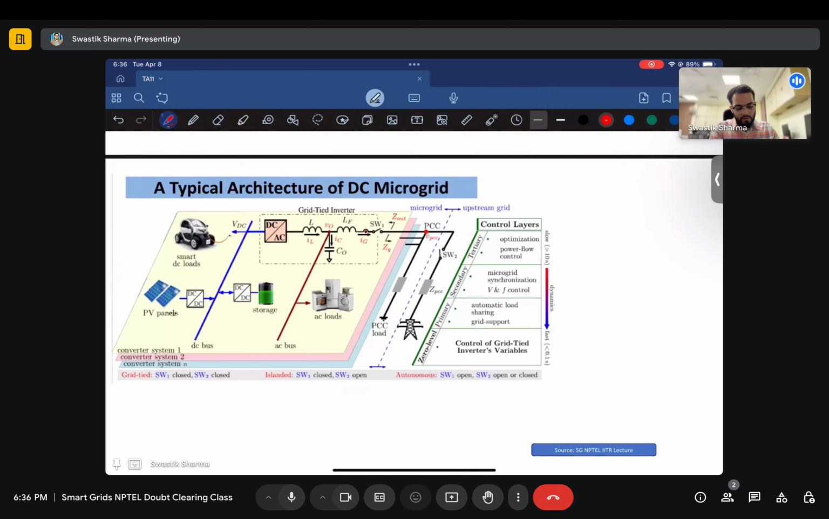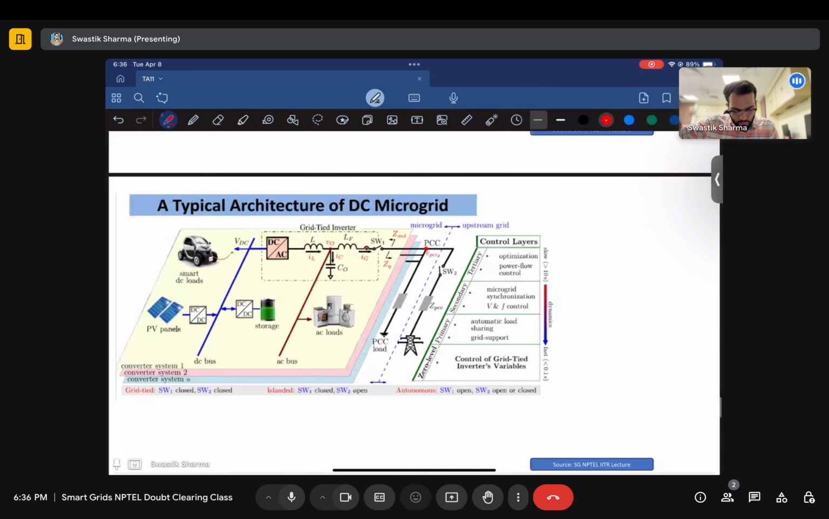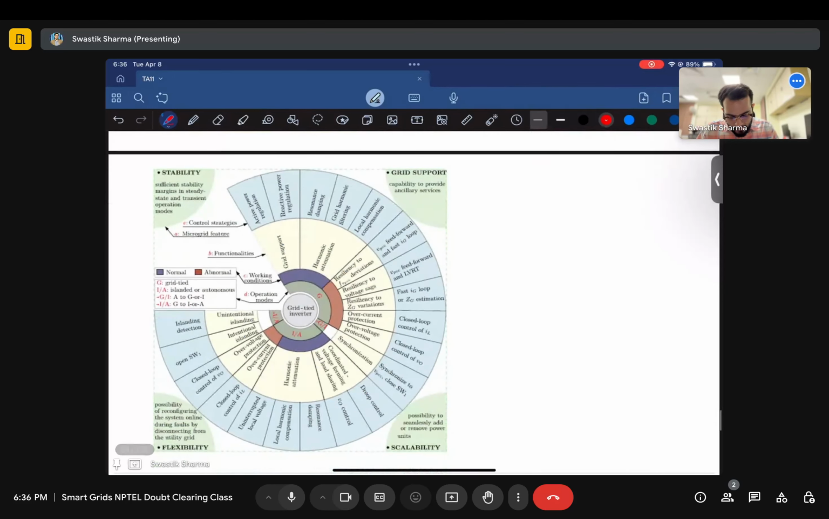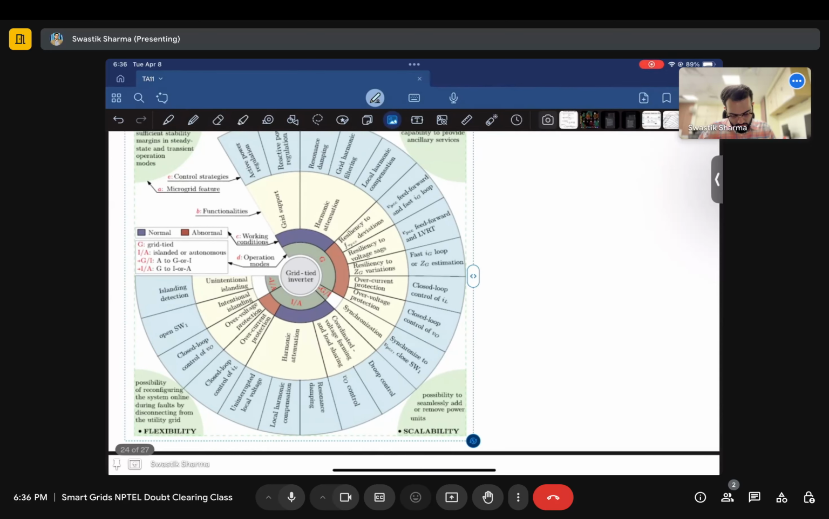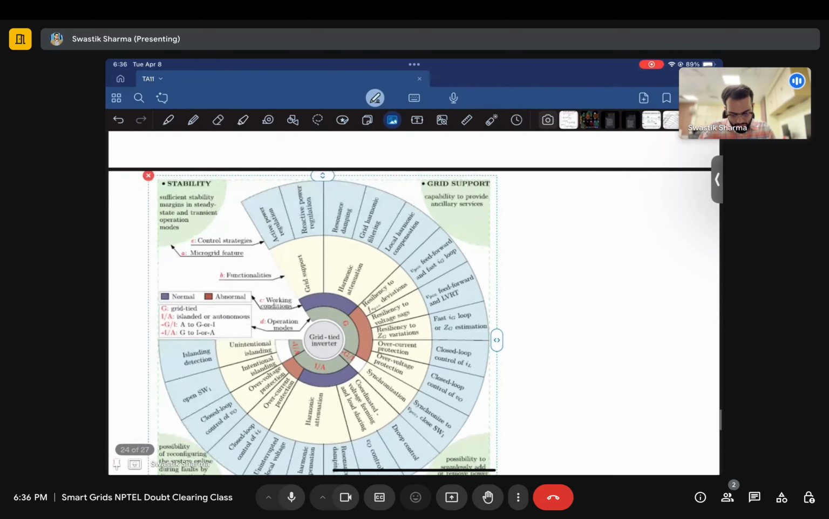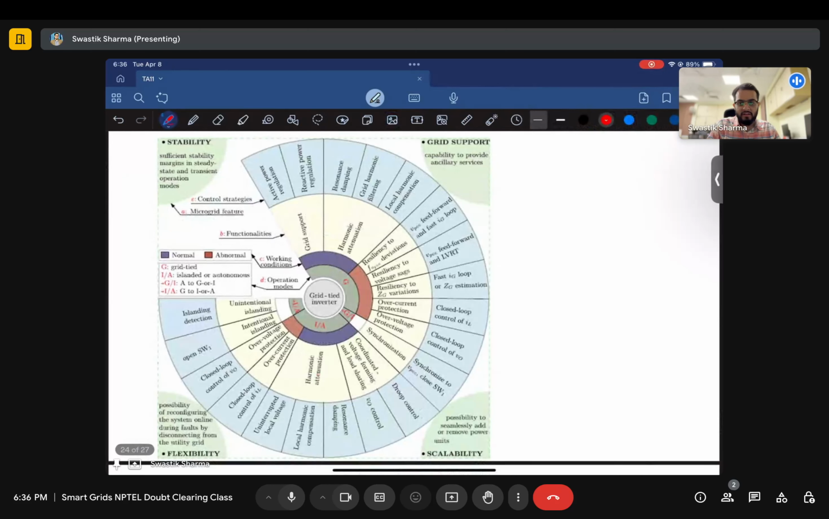And this is the slowest control of them all. We've discussed all of these control layers over the last class, even today as well. I won't go into detail, but I'll just discuss this one thing. This is a very good visual representation of what kind of services the grid tied inverter provides. So you see the grid tied inverter based on the mode that it is connected with. Let's say G means grid tied, I by A means islanded or autonomous, GI means going from autonomous to grid, or I by A means going from grid to autonomous, right?